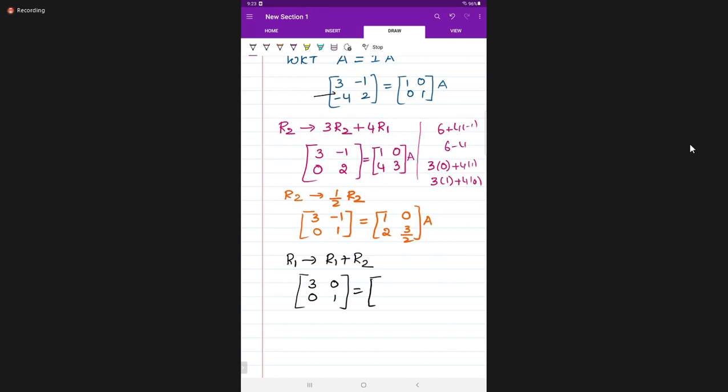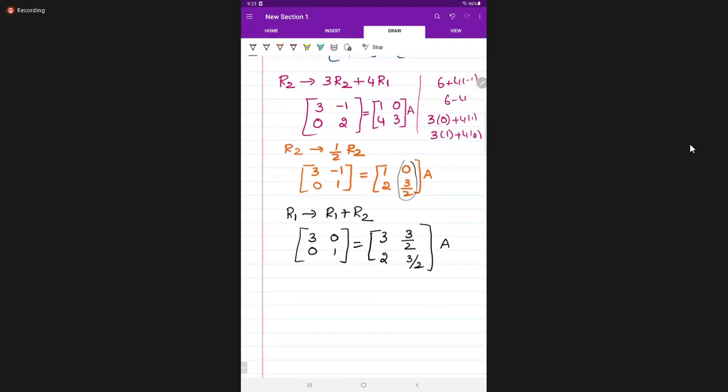R1 implies 1 by 3 of R1 plus R2. 1 by 3 of 1 plus 2 is 3. Now add these two and write in the first row. 0 plus 3 by 2, 1 plus 2 is 3. R1 plus R2, right? Yes, ma'am. 0 plus 3 by 2 is 3 by 2. 3 by 2.